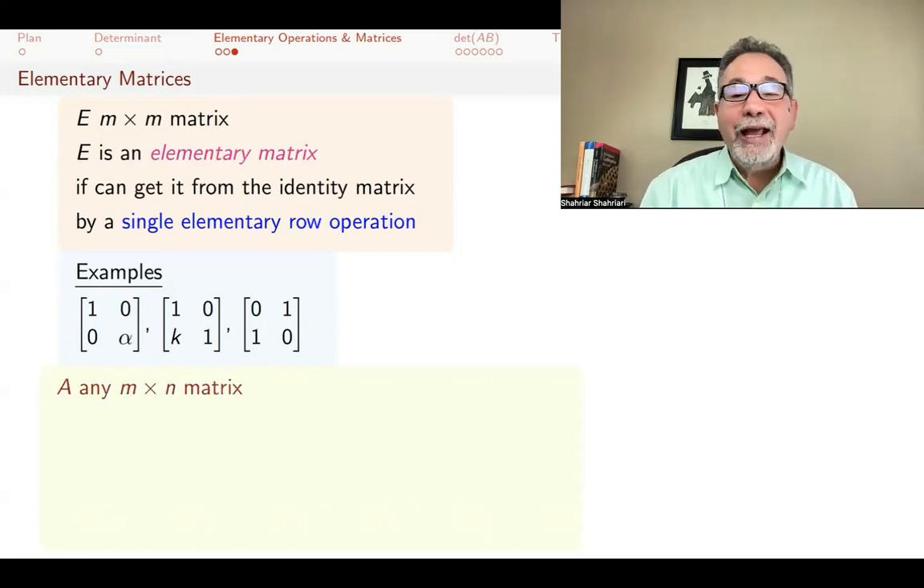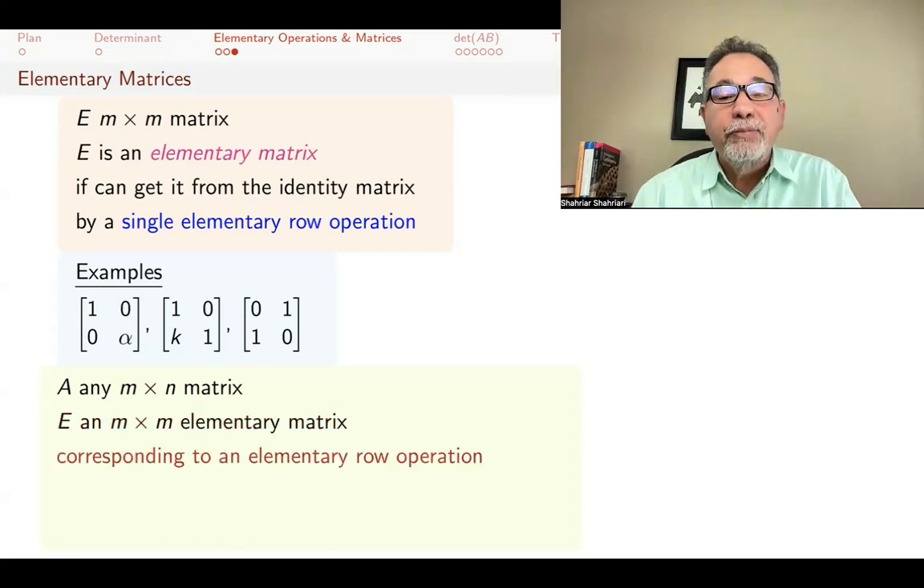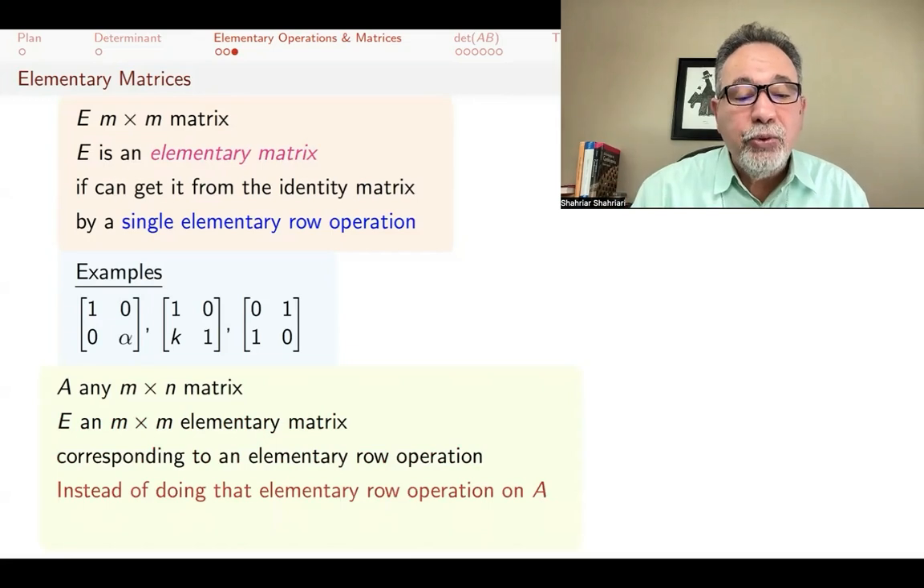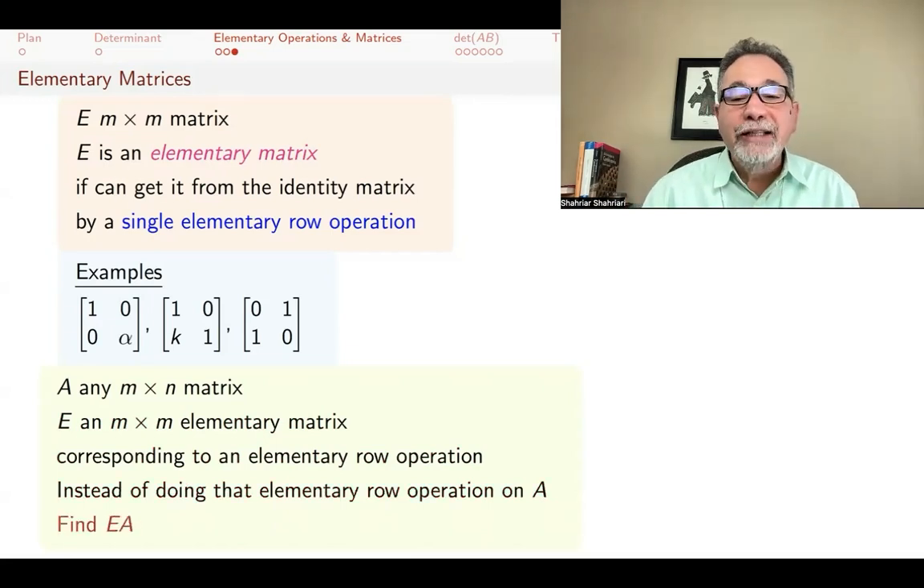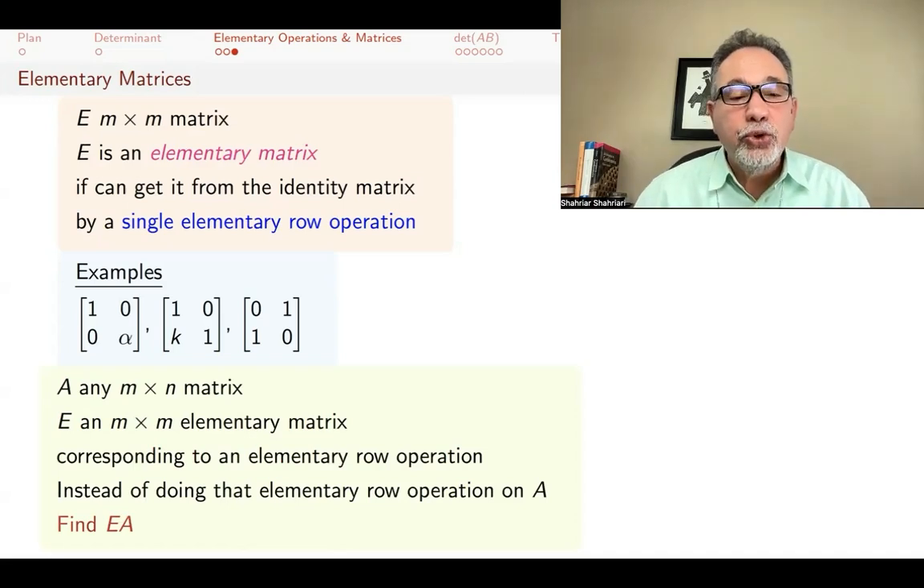If A is an m by n matrix and E is an m by m elementary matrix that came from some elementary row operation, then if you want to do that same elementary row operation to A, you can find E times A. The purpose in life of these elementary matrices is to do elementary row operations for you, and they do that when you pre-multiply them by a matrix.